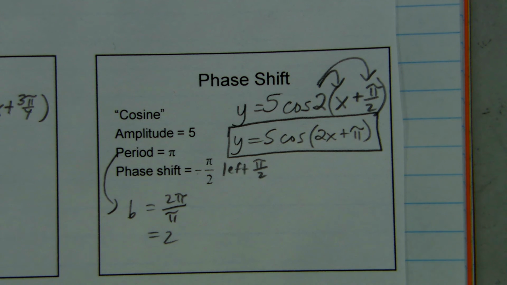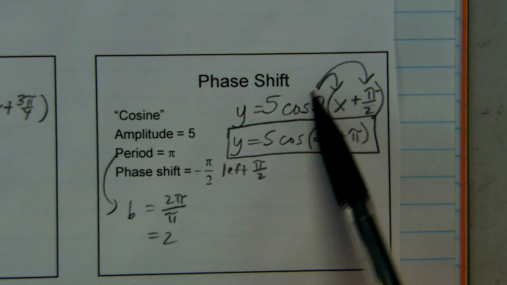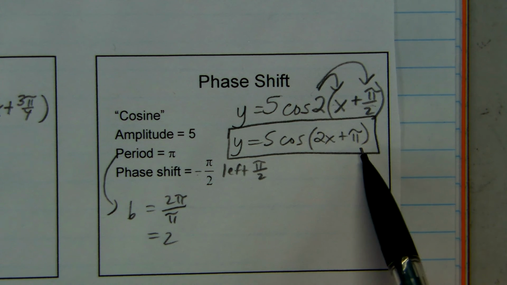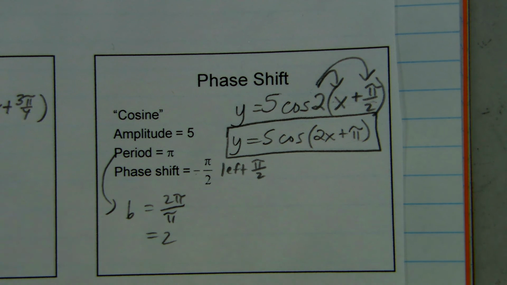So basically, you're taking the information, putting it into this version of the equation, and distributing it back out to get to this version that's a little bit nicer to look at. It doesn't have all those fractions. Okay, let's look at the next one.